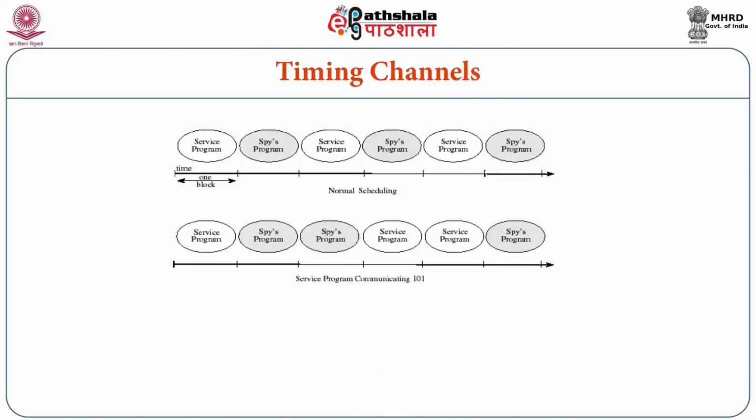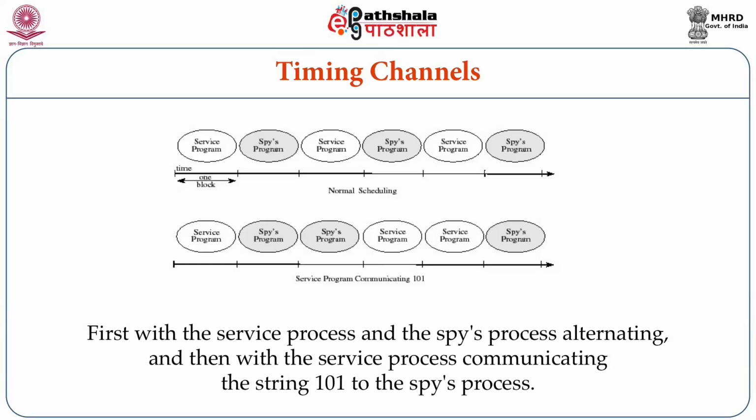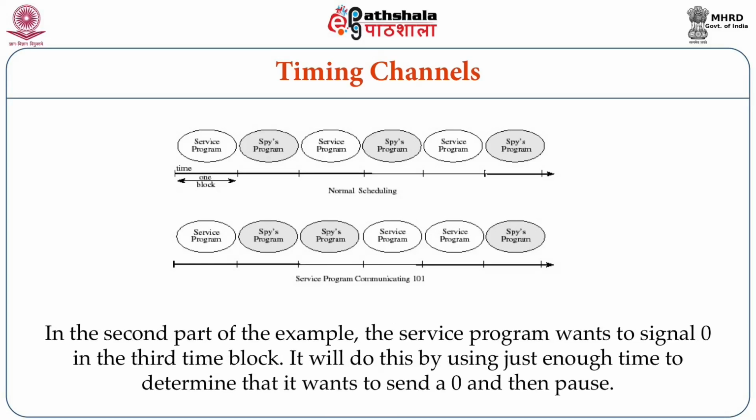So you can see how timing channels are allocated for the normal scheduling and for the service program communicating 1, 0, 1. 1 means the service program is occupying, then 0 means it does not occupy, and then 1, it is occupying. First, the service process and spy process alternate, then the service process communicates the string 101 to the spy program. The second part of the example says the service program wants to signal 0 and the third time block is allocated to the spy program.